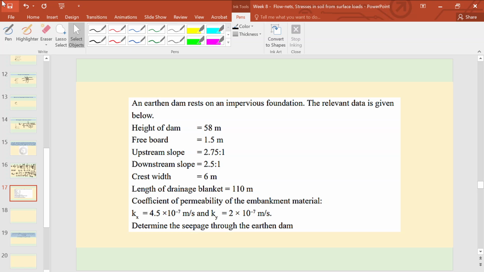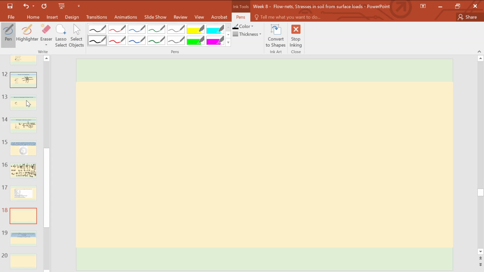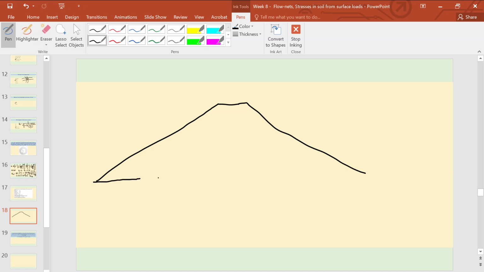Okay. So here I'll first draw the diagram. Just look at it very carefully. So this is an earthen dam. It has an upstream side, it has a crest, it has a downstream side. Like this. And to prevent seepage, that is excessive pore pressure, there is a drainage blanket filled with permeable soil in the downstream side.